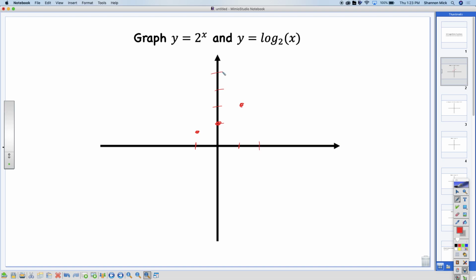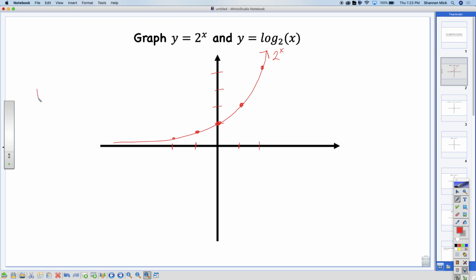I get 4, and so on, right? I plug 3, I'm going to get 8. If I come over here and plug in -2, I'm going to get 1/4. So I'm just going to keep getting down. It's going to come here, and it's going to go up. Correct? So this is 2 to the x.